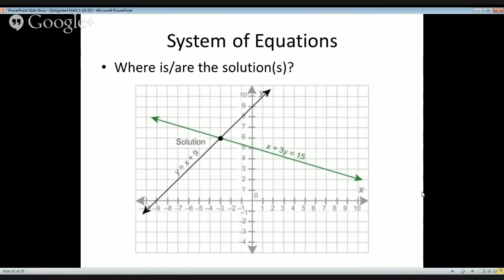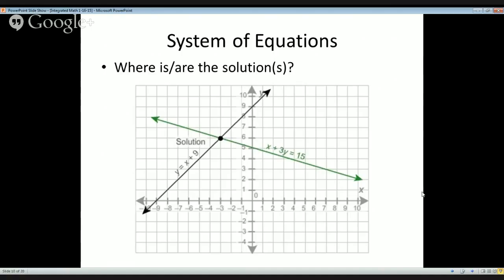So here's our first slide, and we have a system of equations because you can see we have two equations there next to the line, and it says y equals x plus 9, and on the black line and the green line says x plus 3y equals 15. And based on what we just talked about, we're looking for the solution that works for this system of equations, because we have two equations and they both graph and make lines, as you can see. And so we're looking for the place where the two equations intersect, and that's where they share a solution. So that black dot or point is where they share a solution.